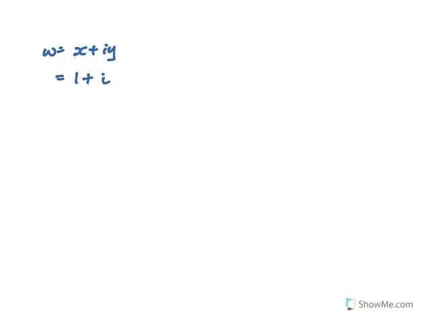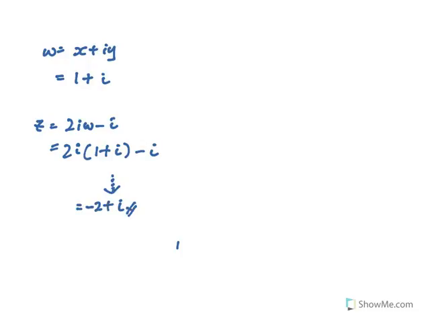That's for w. For z, going back to the earlier question, we know iz + 2w* = 1. Earlier on we used z as a substitute: z = 2iw* − i. So z = 2i(1 − i) − i. Simplify this and you're going to get −2 + i, and that is for z.